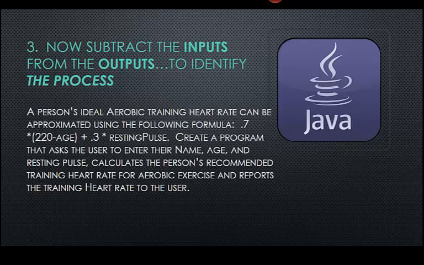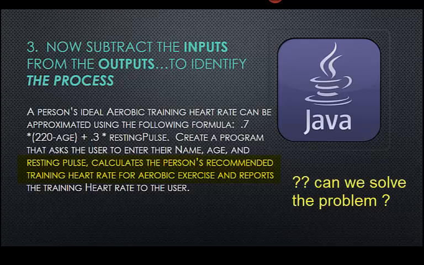One strategy that is helpful to think about is subtracting the inputs from the outputs to help us determine what steps we need to take to achieve the outcome. This is the process part of our program. It's important to consider this carefully. Can we even solve the problem? Do we have the necessary information to achieve the outcome?